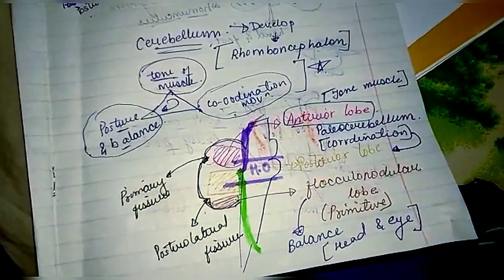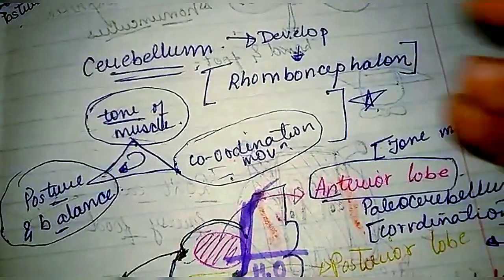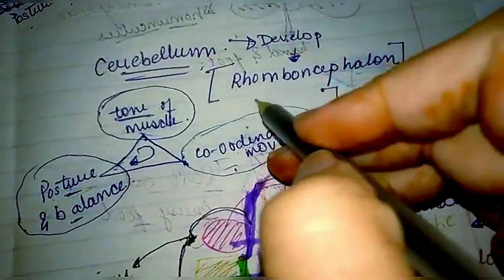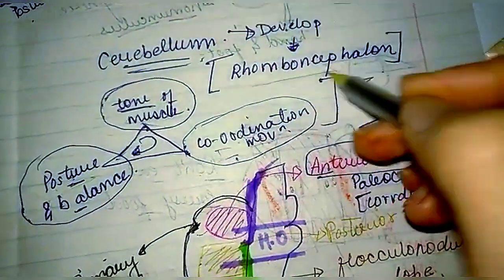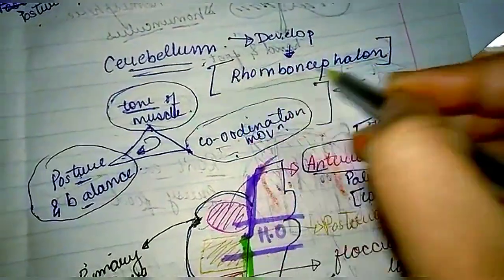Today our new topic is cerebellum. So let's begin. First of all, cerebellum develops from rhombencephalon. It develops from rhombencephalon from our birth time.